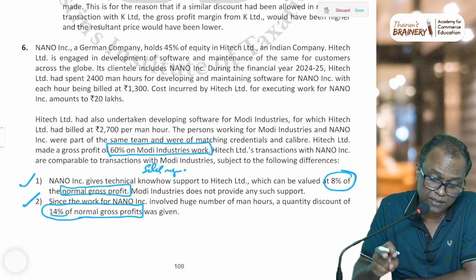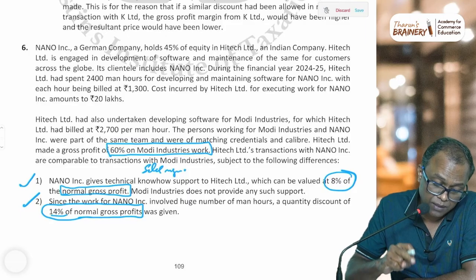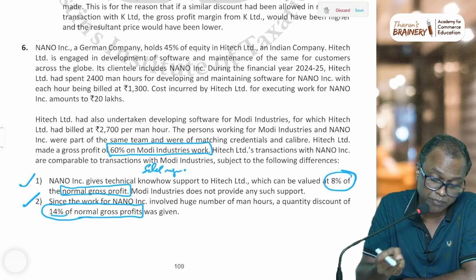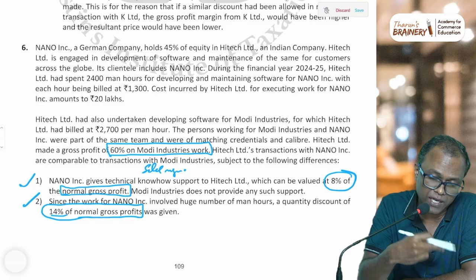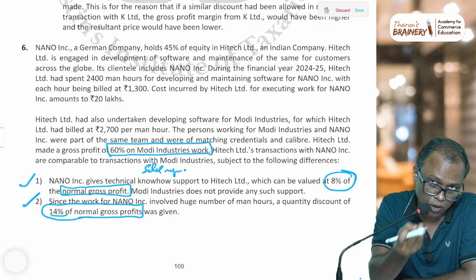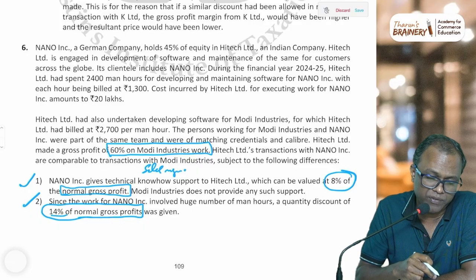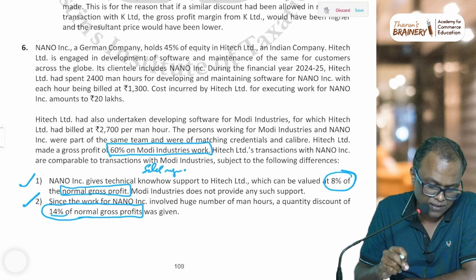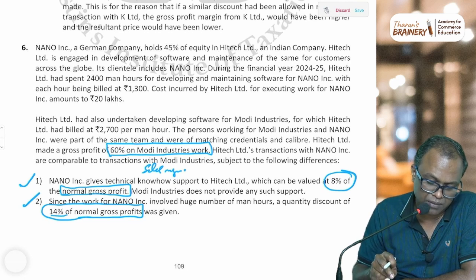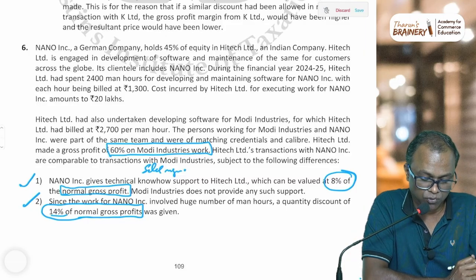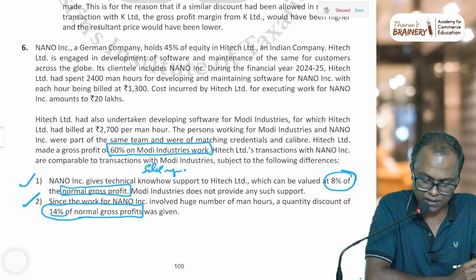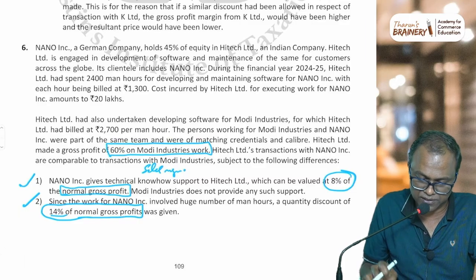If they are not providing technical know-how or support, we will provide a technical know-how and support for that work, so that we will bill it more. We will bill more, because we are incurring cost. But for Nano, we will bill it less, because they are providing technical support. And second one, for unrelated party, the gross profit margin will be more. Why? Because we are not giving any discount. But for related party, we are giving discount. So the related party's margin will be less and unrelated party margin will be more. This is the second difference.